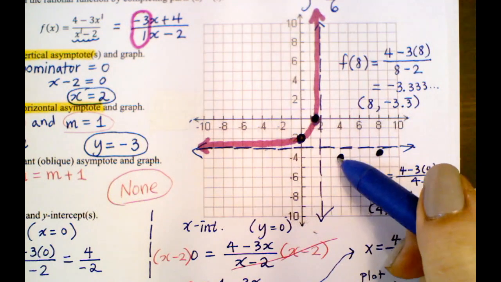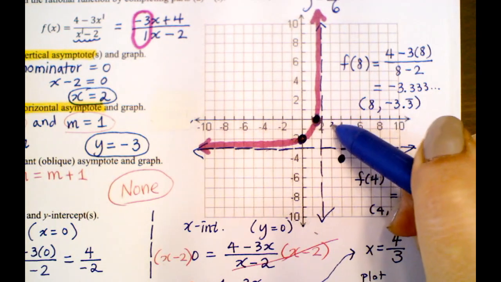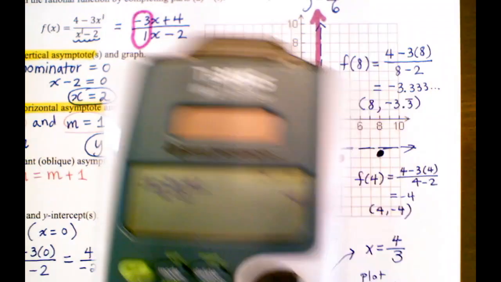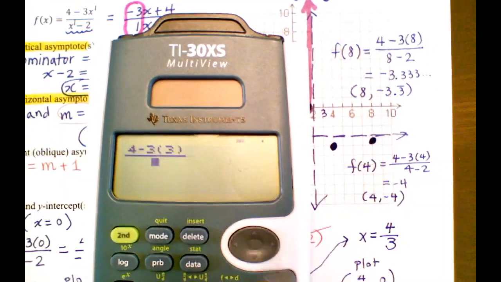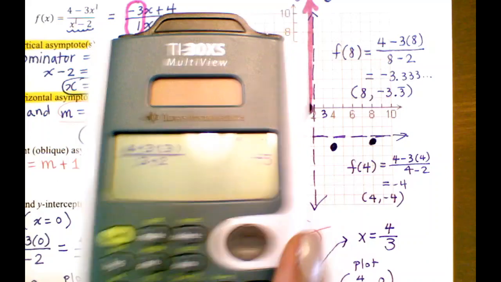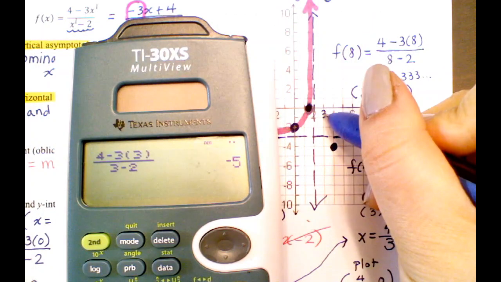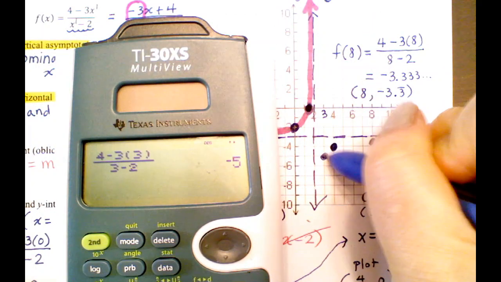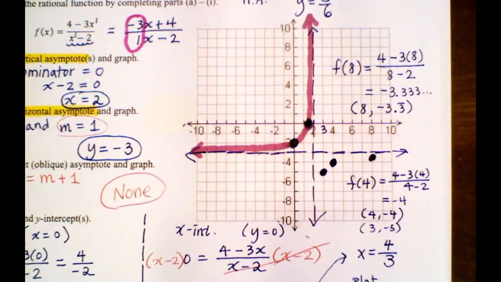Now I kind of want another one here. Why don't I just do that real quick? I'm going to plug in 3 real quick. If I plug in 3, 4 minus 3 times 3 over 3 minus 2, that got me negative 5. So I have another point at 3, negative 5. 3 to the right, down 5. Okay, probably good enough. And then I'm going to connect these dots.